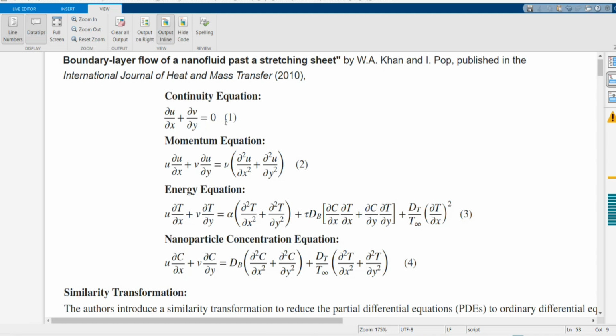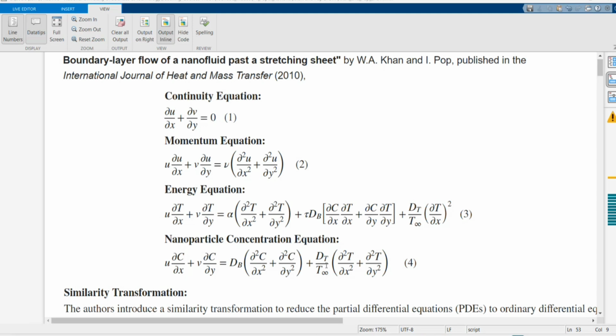Equation 1 is the continuity equation. Equation 2 is the momentum equation. Equation 3 is the energy equation, and equation 4 is the nanoparticle concentration equation.